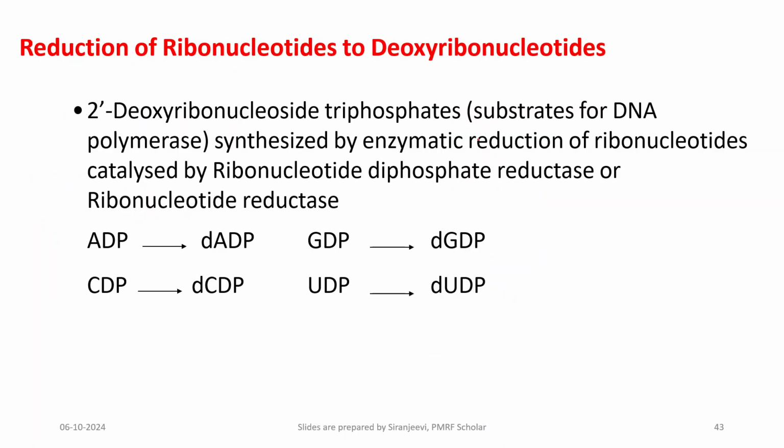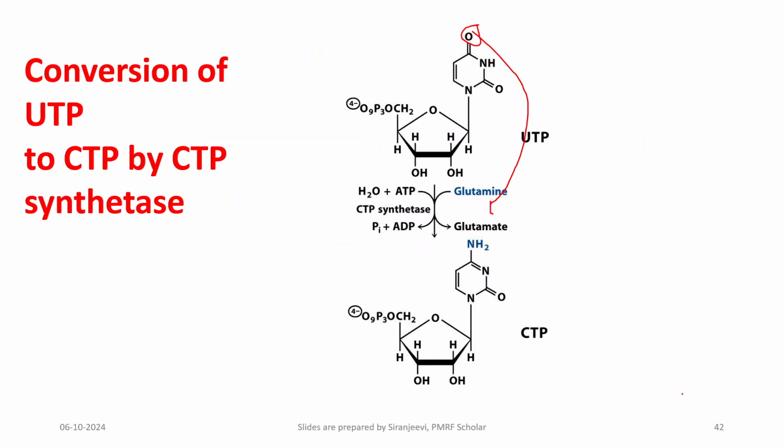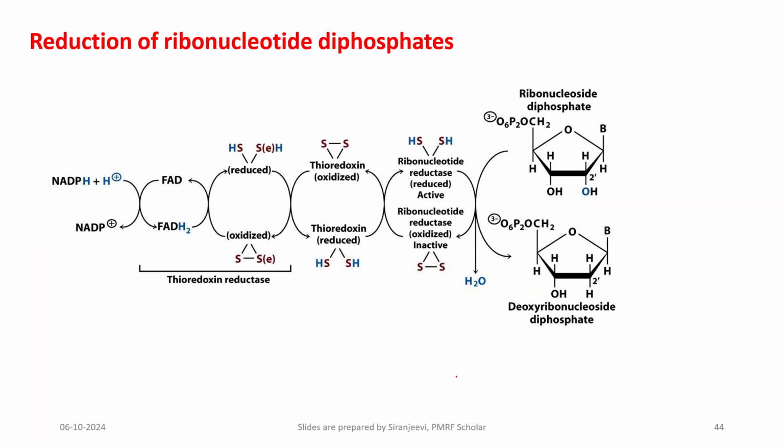And finally, so far we have seen the ribonucleotides and how they will be converted to the deoxyribonucleotides. It's a different story. Here the 2' will not have the oxygen, and that's why it is called the 2' deoxyribonucleoside. So here at the 2' position, the oxygen molecule will be removed. That takes place by the enzyme called ribonucleotide reductase.